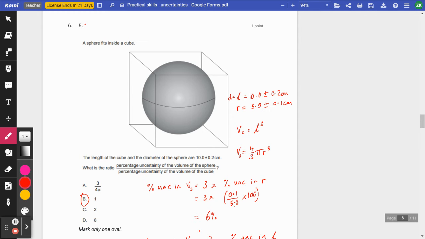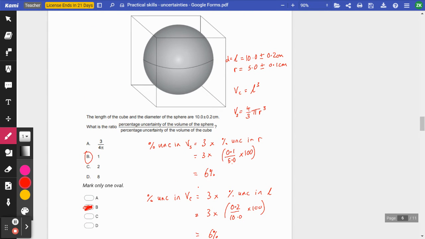So what you have is a ball inside a cube, but the sphere is touching the edges because the diameter of the sphere is the same as the diameter of the cube. Okay, so I've written that out here. Diameter and length of the cube and sphere are the same. The radius of the sphere will be half the diameter, so it will be 5 centimeters. However, we discussed that we have to halve the uncertainty on that as well. Okay, so 0.1 centimeters is the uncertainty. That's key there.